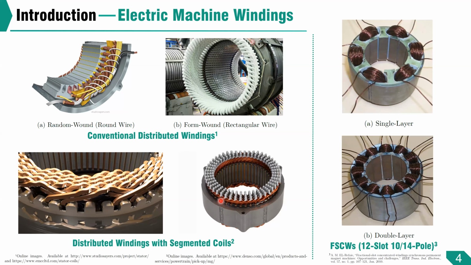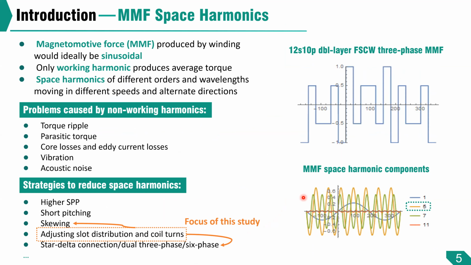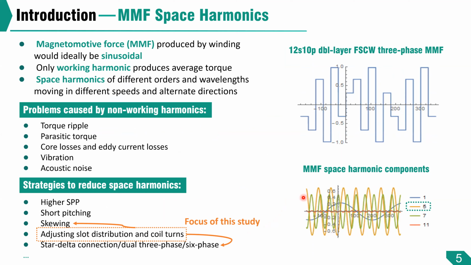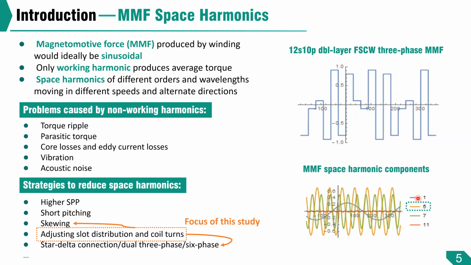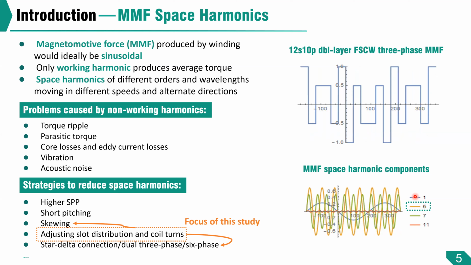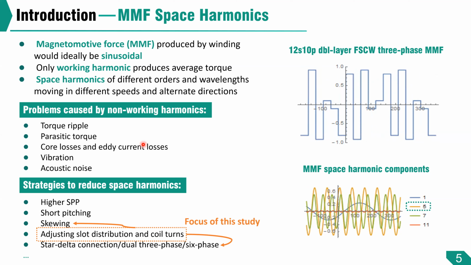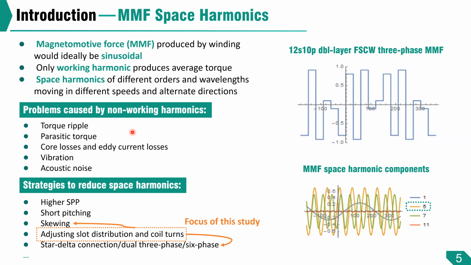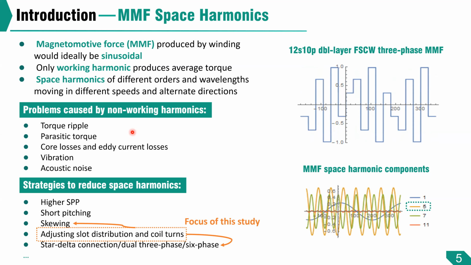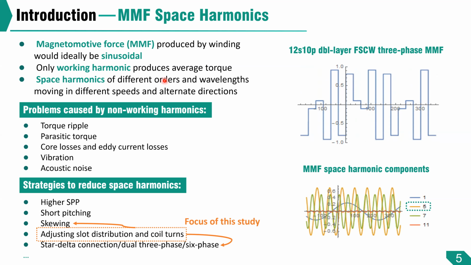It contains many harmonic orders. Different orders have different magnitudes and move in either of the two directions. Here, the fifth order, the orange one, is the working harmonic, and it's the component that produces the average torque. The others are all non-working harmonics, and they cause side effects like torque ripple, power losses, and noise and vibration. We would like to reduce non-working harmonics and make the overall magnetic field as sinusoidal as possible.